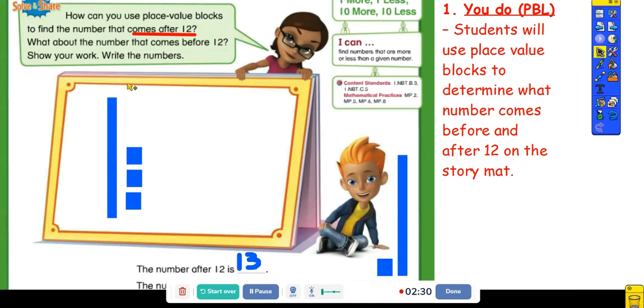Okay. And then if we continue reading on, what about the number that comes before 12? So again, we'd want to go back to our original number. Here our original number is 12. So let's make sure we have 10, 11, 12. So to find the number that comes before, we're going to want to take away one of our ones. And so now we have 10, 11. So 11 comes before 12.